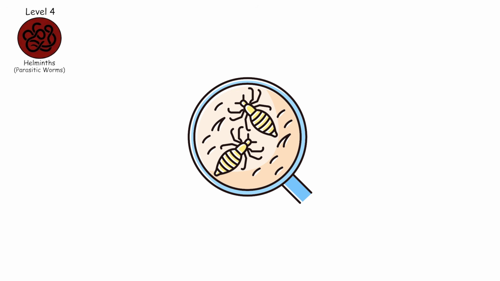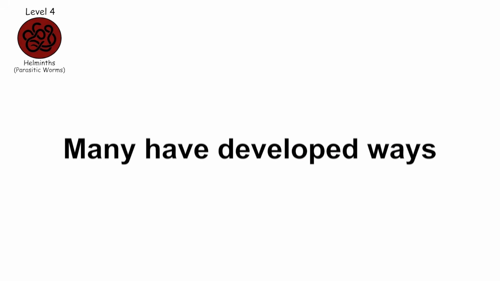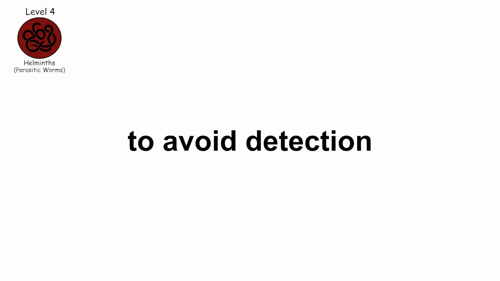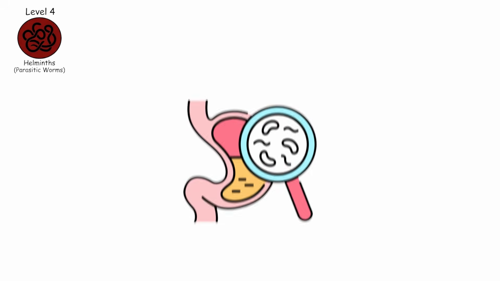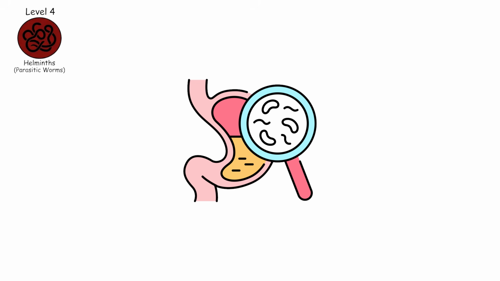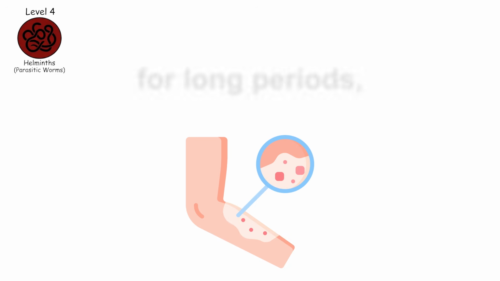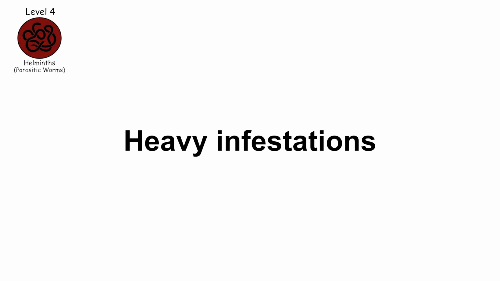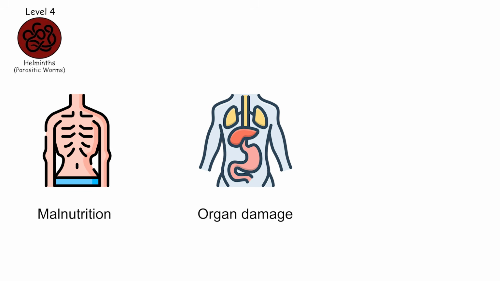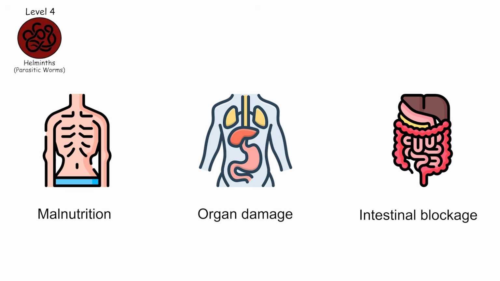Helminths are well adapted to life inside the body. Many have developed ways to avoid detection by the host's immune system, allowing them to survive for years within a single host. Although infections can sometimes go unnoticed for long periods, heavy infestations may lead to serious health problems such as malnutrition, organ damage, or intestinal blockage.